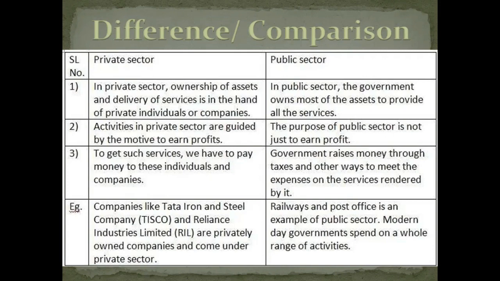Then if I give an example, the Tata Iron and Steel Company, TISCO, and Reliance Industries Limited are owned by private people. So Anil Ambani, Mukesh Ambani, who are they? They are private people. In the public sector, you can see the railways and the post office. The government takes the initiative because it is 100% owned by the government and run by them. Correct? I hope the things are very clear to everyone. With that, we come to the end.